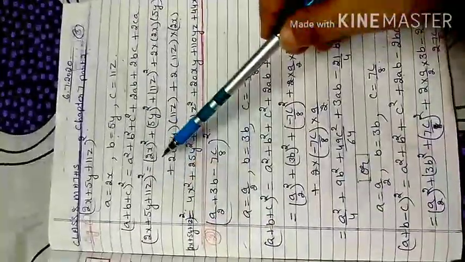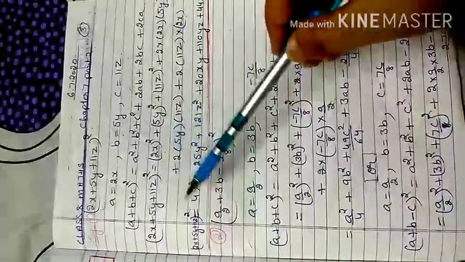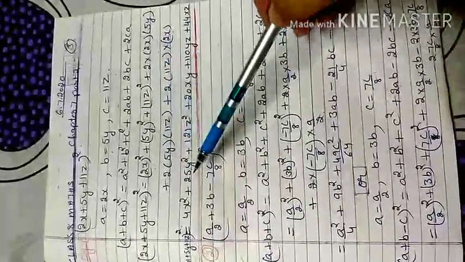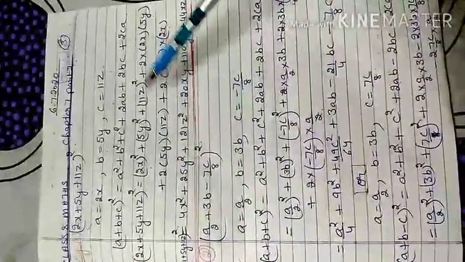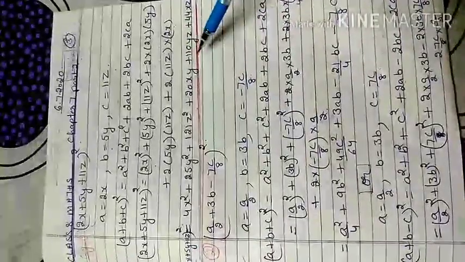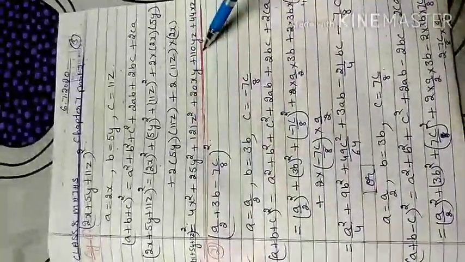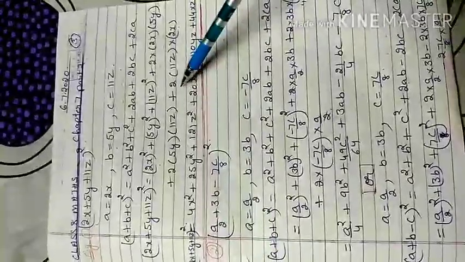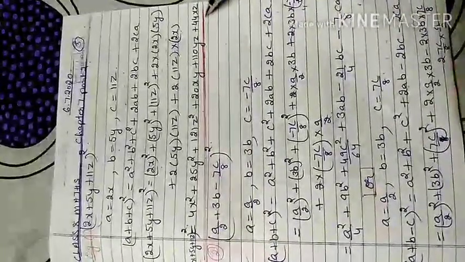So when you multiply, 2x squared is 4x square, 5 square is 25y square, 11 square is 121z square, and 4 into 5 gives me 20xy, 10 into 11 is 110yz, and 2 into 11 into 2 is 4 into 11, 44xz is my required answer.